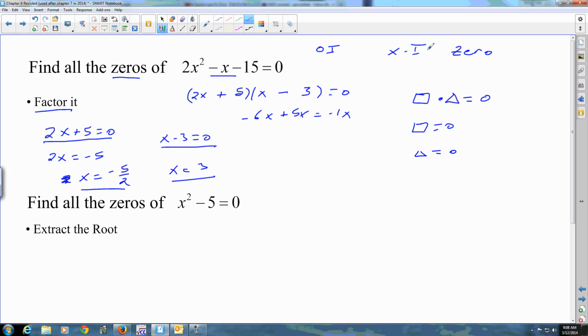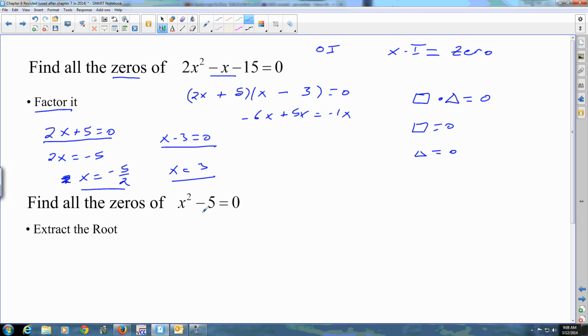So in this case, x-intercepts are the same thing as zeros. So if I ask you to find the zeros, one option is factor it, do the zero product property, and then you have the zeros. Okay? Find all the zeros of this thing.